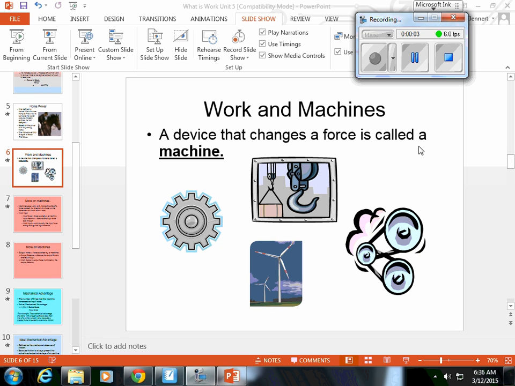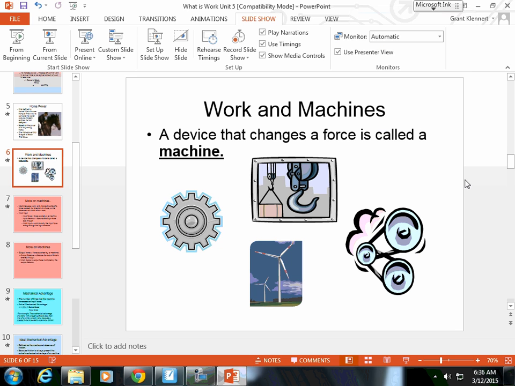All right, section 14.2, we're going to focus on machines. How does a machine work and how do machines make our lives easier? If you think about what a machine does for you, a machine typically makes something easier to do. And what a machine does is it changes the force.